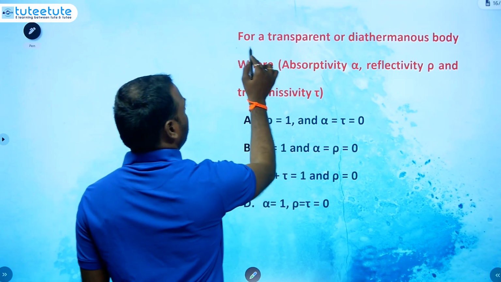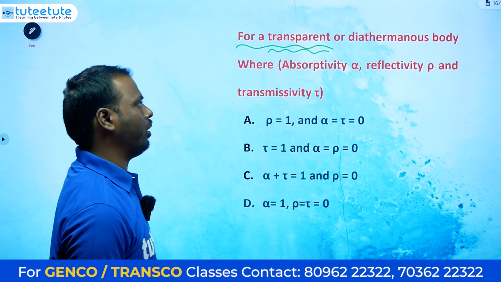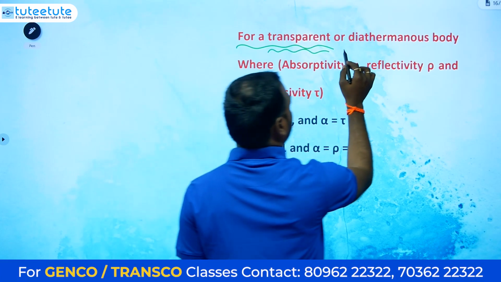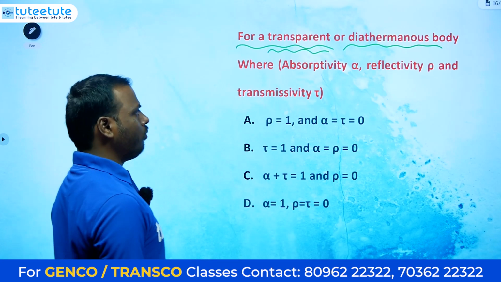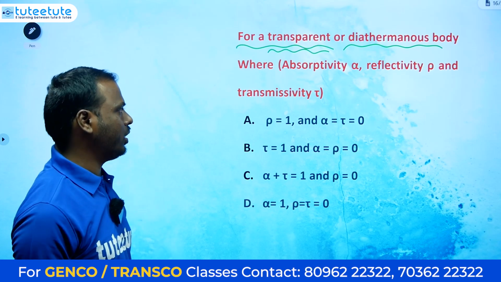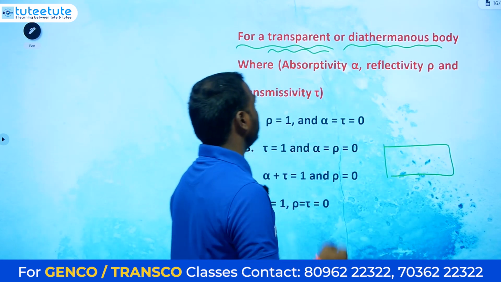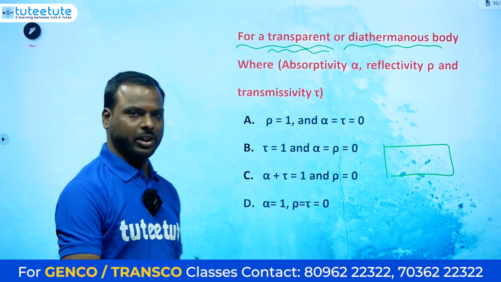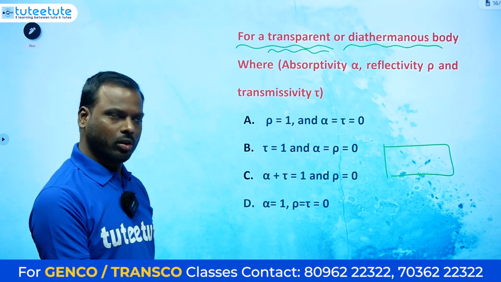For a transparent body, of course, it is also called a diathermanous body. He has given the alpha value, how much the reflectivity is, and how much the transmissibility is. Here he has directly mentioned this is a transparent body. Transparent is nothing but like a glass we can see.